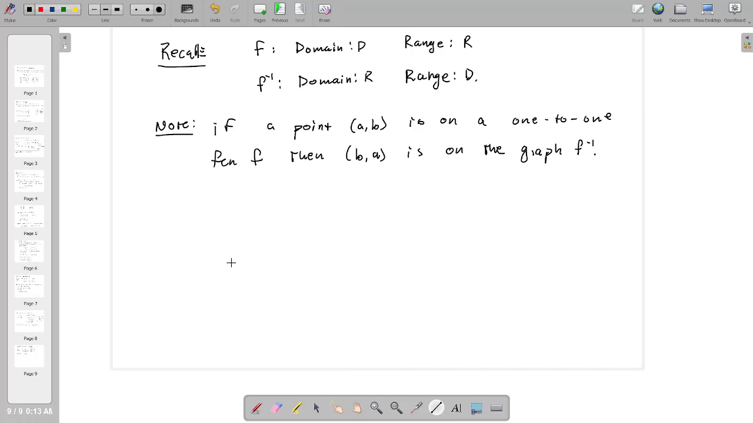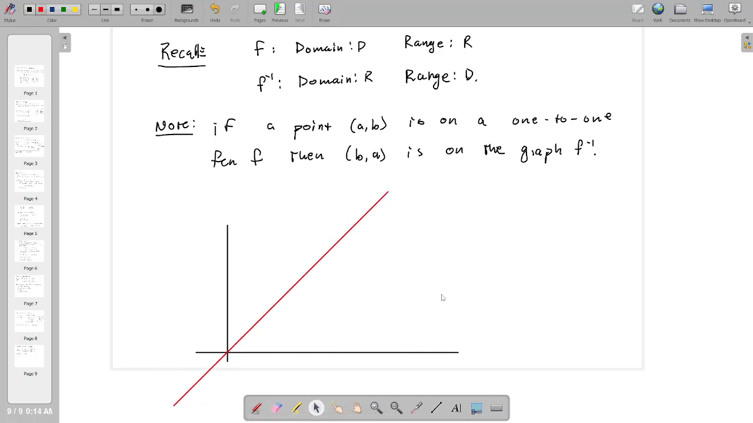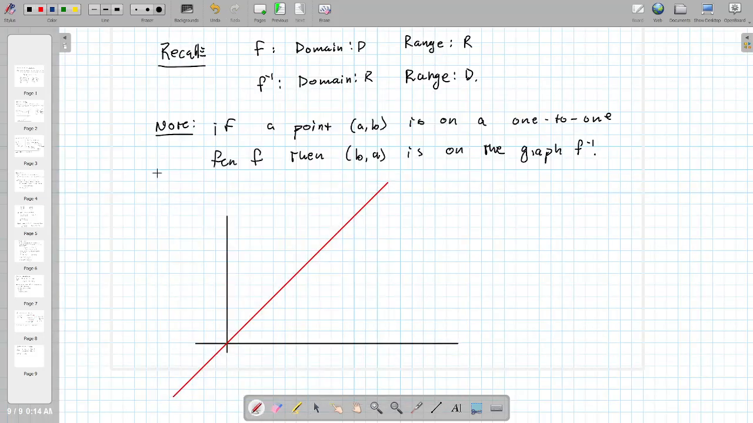So when we talk about graphing a function's inverse, we assume we already know the graph of a function. How this works is the x and the y coordinates are going to be flipped. If we have a point (a, b) that's on our function, then the point (b, a) is on the inverse. And it's simply reflected about the line y equals x. So our x and y values are swapped.